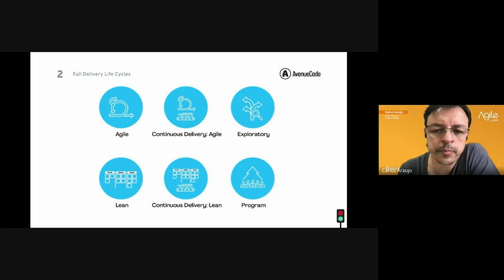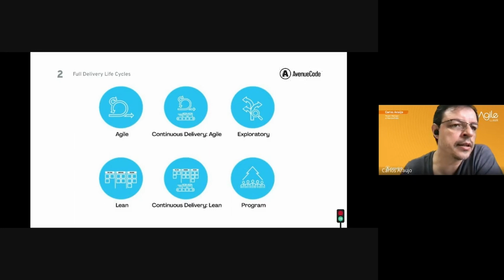Here we have a little bit about the pictures of how it works. When we talk about the Agile life cycle, we see the wheel of the Scrum approach. When we are talking about Lean, it's the Kanban that we are using to work with. With continuous delivery, we produce and deliver constantly. This is a life cycle for when we have a more stable product and we make small implementations, improving it and delivering.